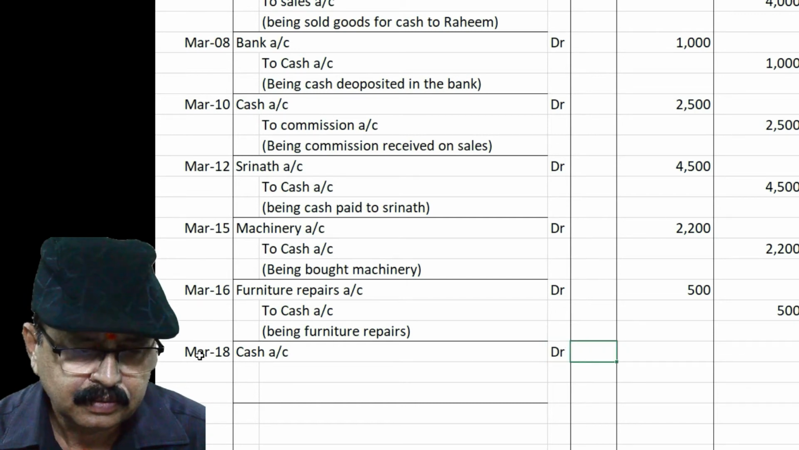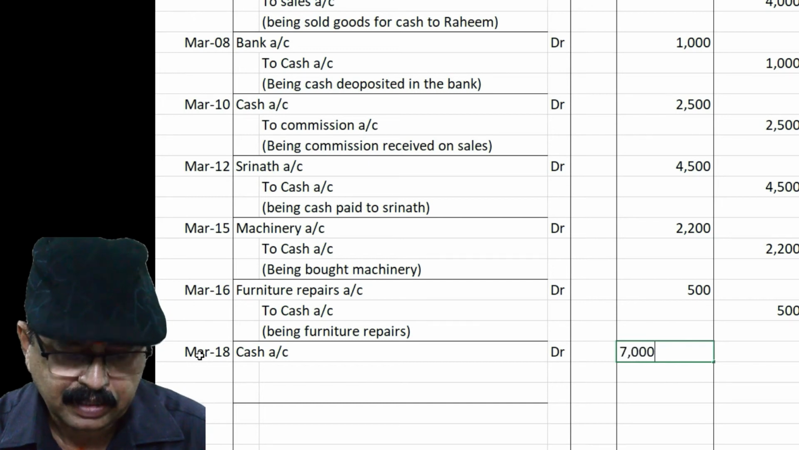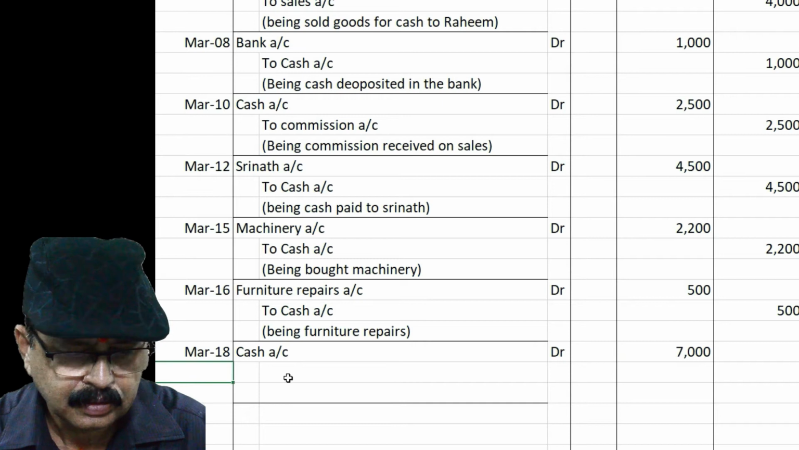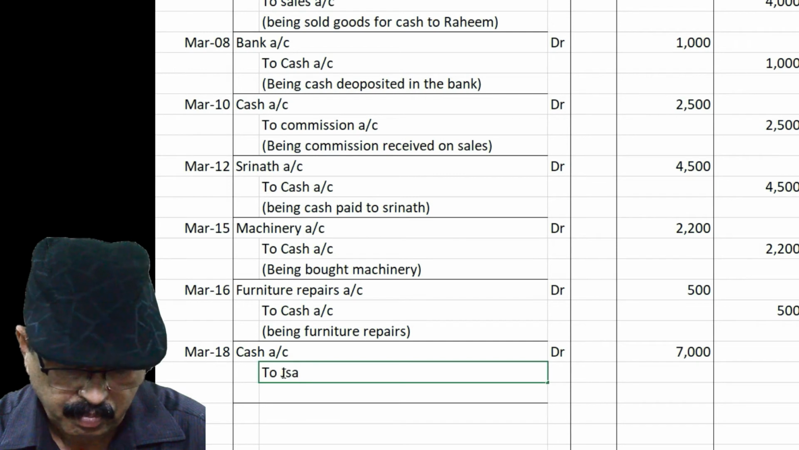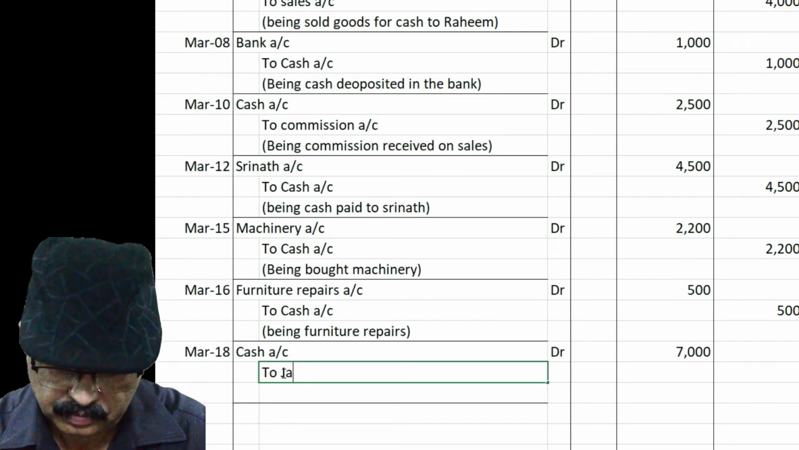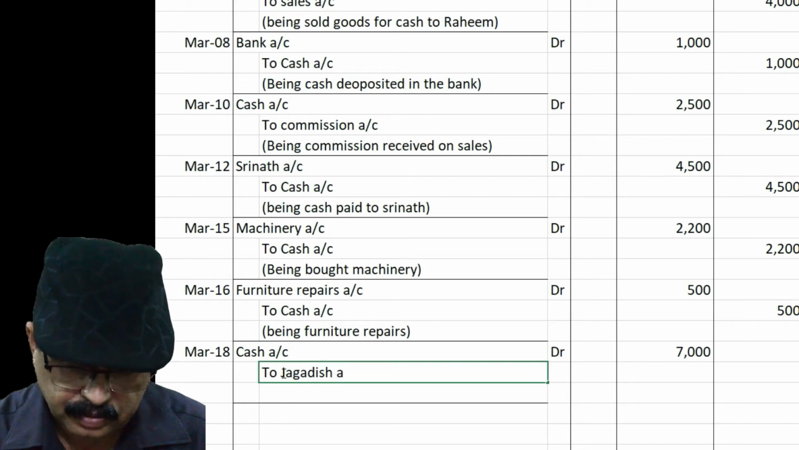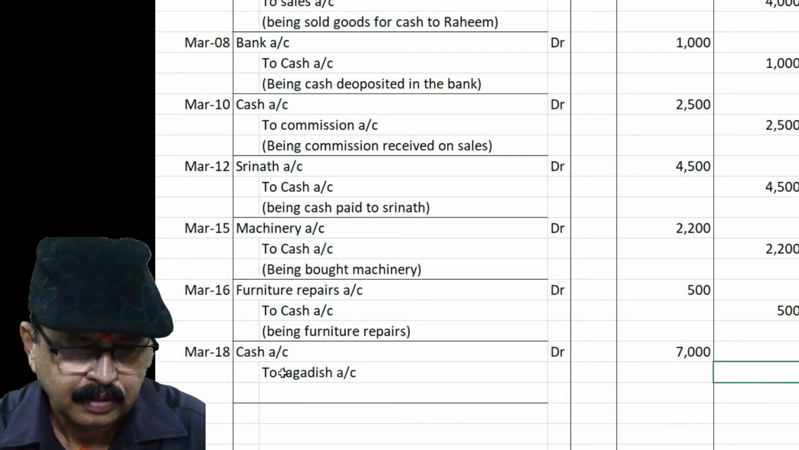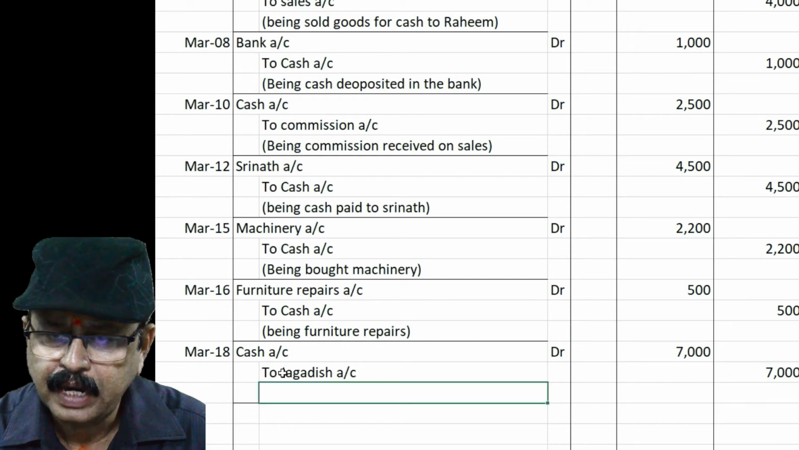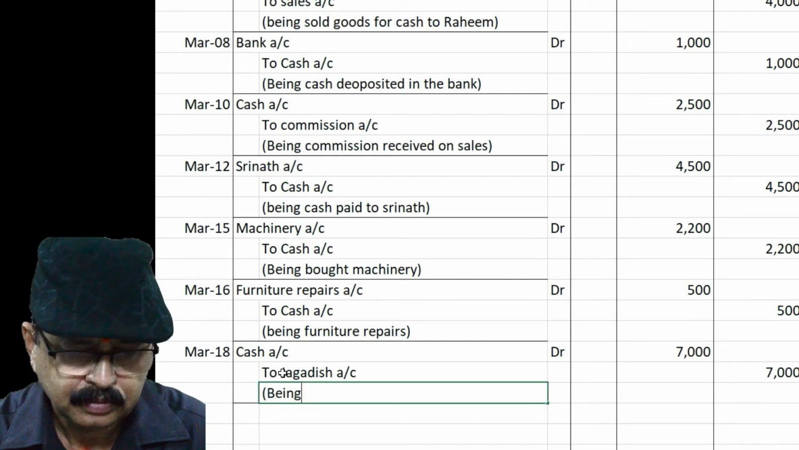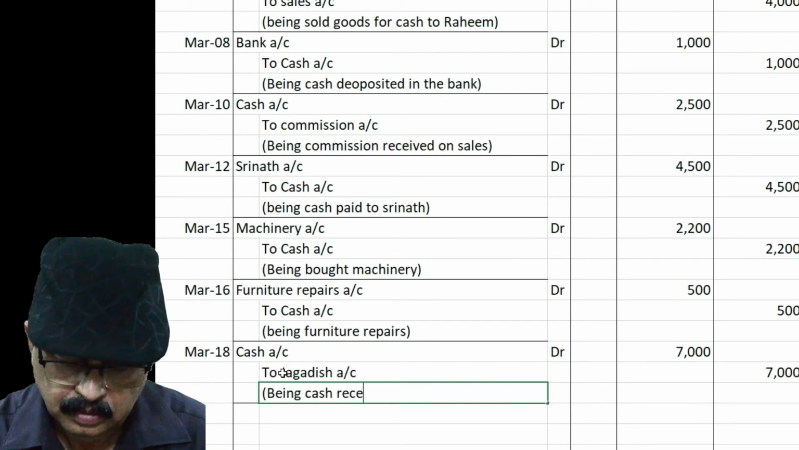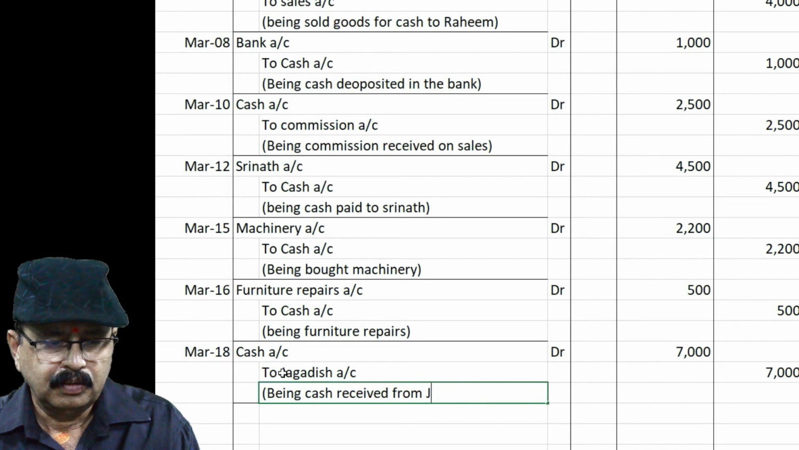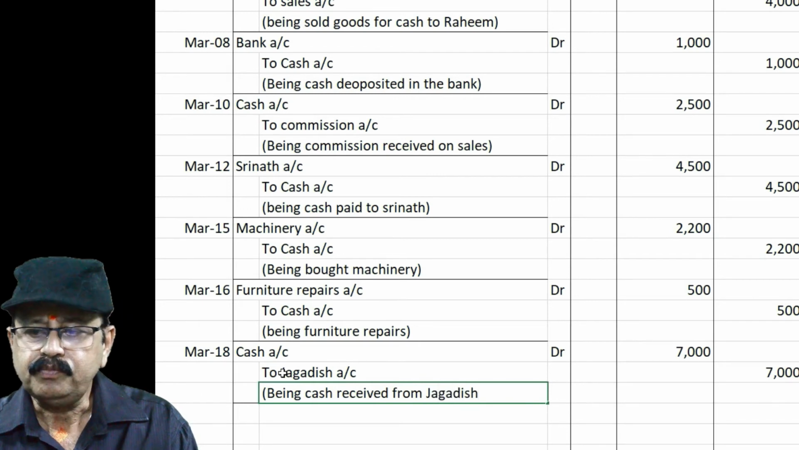Okay. Jagadish is the giver, so Jagadish account is credit. To Jagadish, amount is 7,000. Narration being cash received from Jagadish. Bracket close and one underline, finish.